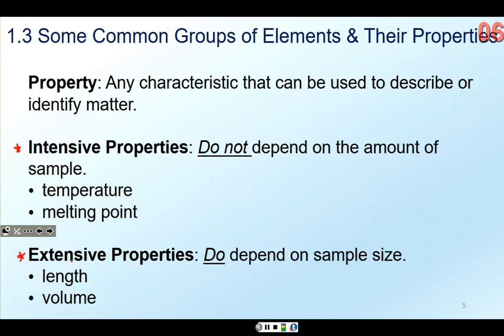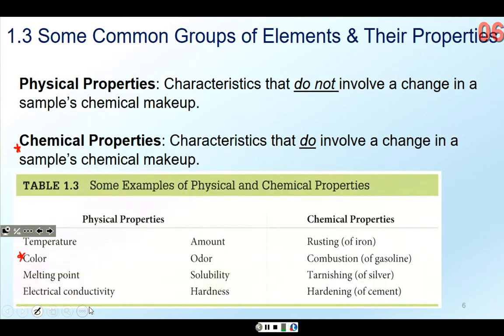Extensive properties do depend on the sample size. So it depends on how much is there, what kind of length or volume something is going to have. So intensive and extensive properties are sometimes helpful in our being able to describe what's going on. But these things can be used to help us identify things.